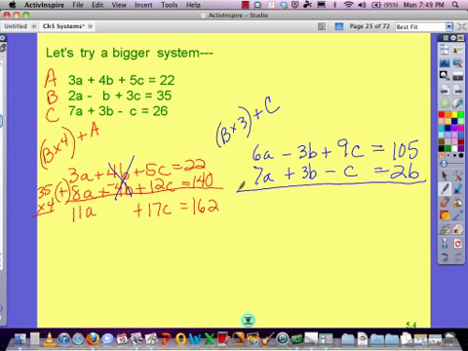Underline those two equations. Look at your b's. The way they're going to be eliminated again is by adding both these equations together. So add down: 6a plus 7a, 13a. The b's would be gone. 9c plus a negative 1c is 8c. 105 plus 26 equals 131. So you now have two equations. They both have a b eliminated. You would look at them. I'm going to write this one underneath here so we can compare them a little better.